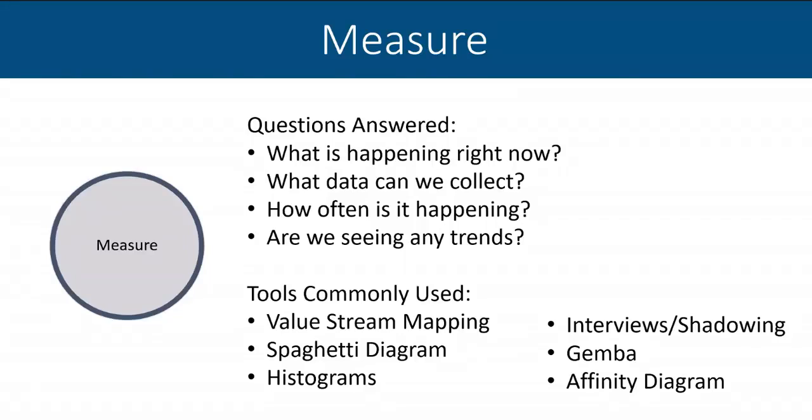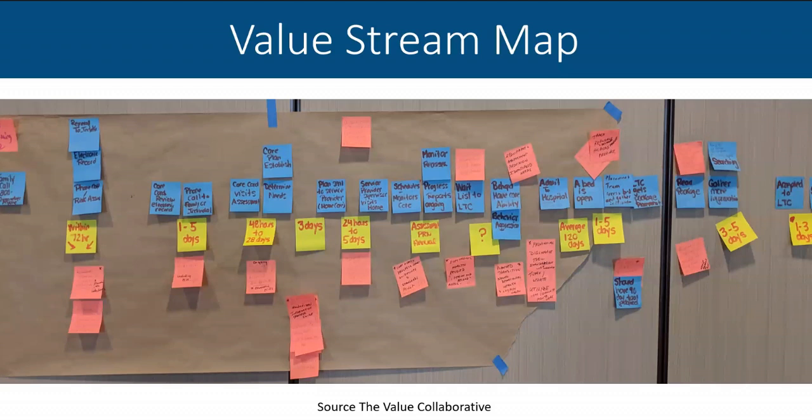But you can use interviews and you can use shadowing of residents or patients. You can do a tool called spaghetti diagrams, where you follow people around and walk their path. And there's another powerful tool called a value stream map. A value stream map is where you take the process and create a picture of that process.